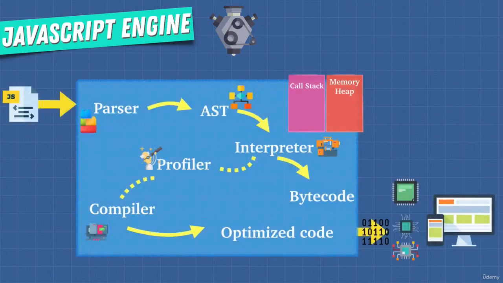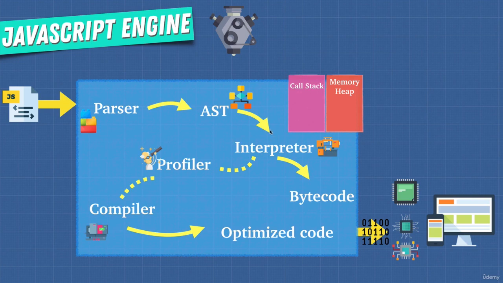Remember, we parse the code, we turn it into an abstract syntax tree, and then this code initially goes to an interpreter. And by the way, again, I'm showing you what the V8 engine does. There's small changes in different engines, but this is probably the best, most optimum way to run the JavaScript engine as I'm recording this video.